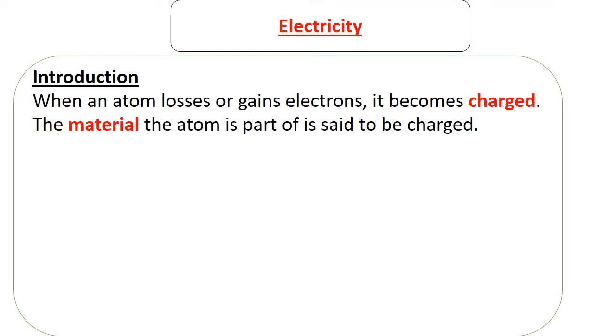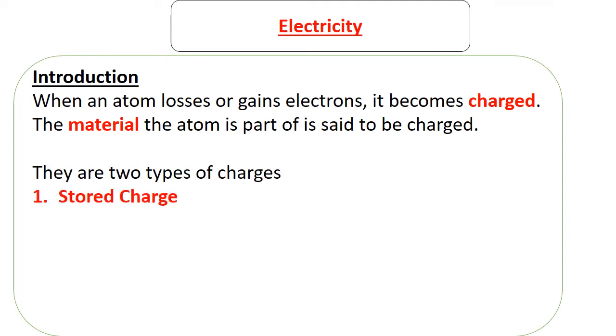So when an atom loses or gains electrons, it becomes charged. Remember, in chemistry we learned that atoms lose or gain electrons. When they lose or gain, we say that they are charged. It can be positively charged or negatively charged. So with that truth, the material the atom is part of is also said to be charged. So if we have got this Chitenge material that has its atoms charged, that material is also said to be charged.